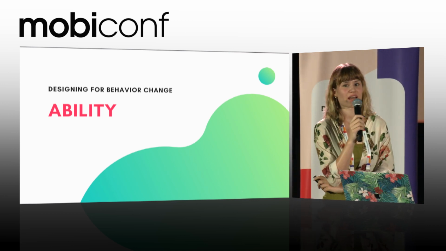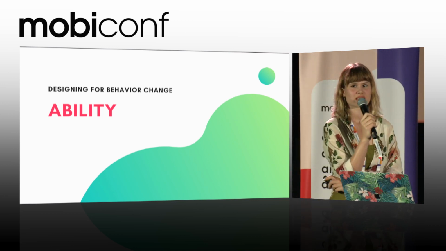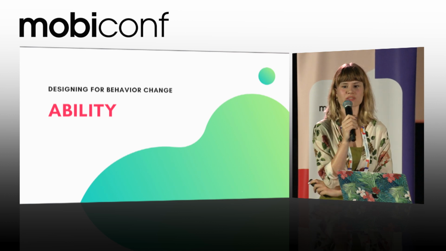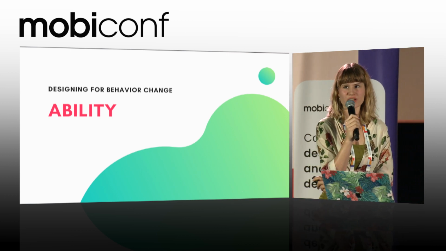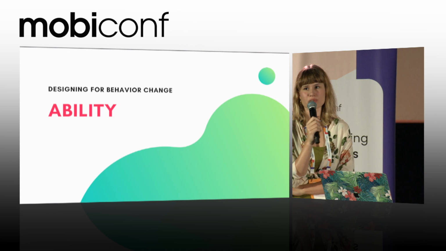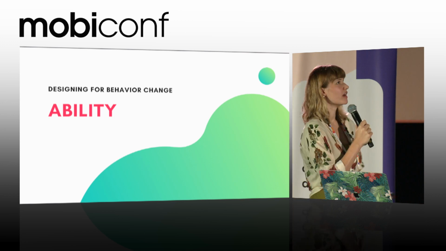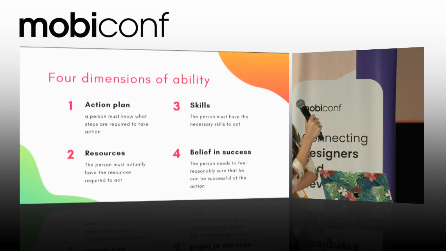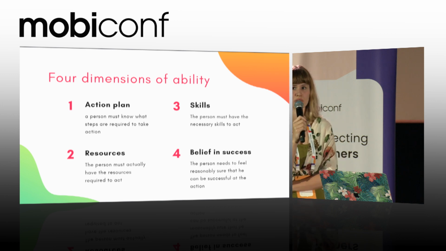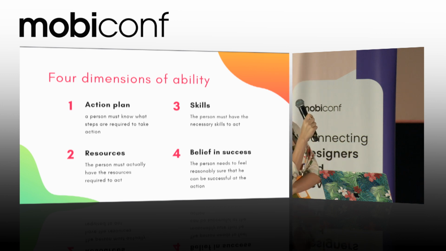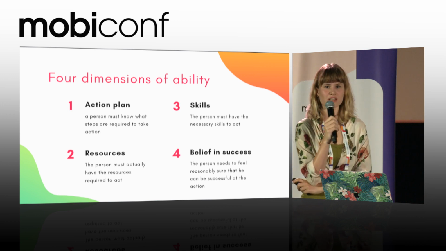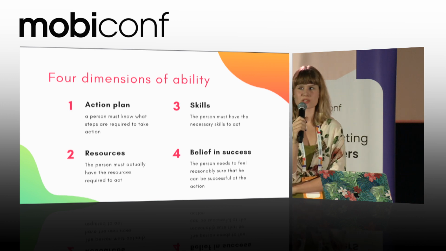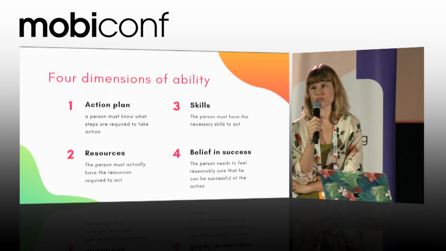Almost the last thing is the ability to act. So this is the skills and resources to act on the action. If I don't have the skills or resources, I will not do it because I don't have the option to do that. So there are 4 dimensions to ability that you have to remember. The first thing is the action plan. So if the user is lacking the action plan, if he doesn't know what steps he should take to start the action, then he will not perform the action.